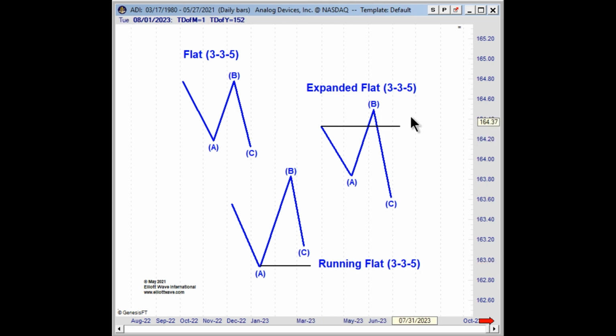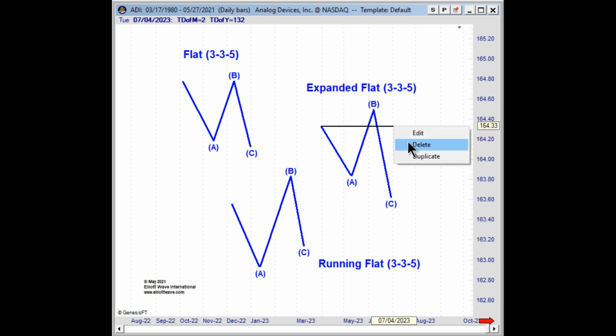Okay, now notice the substructure doesn't change. It's still a 3-3-5 pattern. 3 waves down in wave A, 3 waves up in wave B, followed by a 5-wave sell-off. The running flat, the same. 3-wave decline, 3-wave move to a new high, followed by a 5-wave decline. Running flats are especially exciting because what they tend to portend is a very swift, sharp, volatile move in the direction of the larger uptrend, because the reason that wave C is unable to terminate below that wave A extreme is that there's hidden or underlying buying pressure in the actual market.